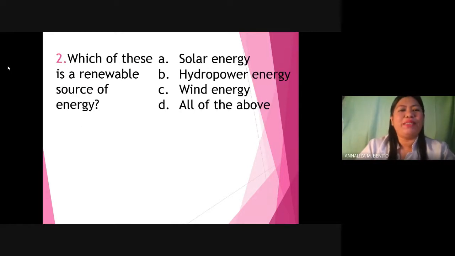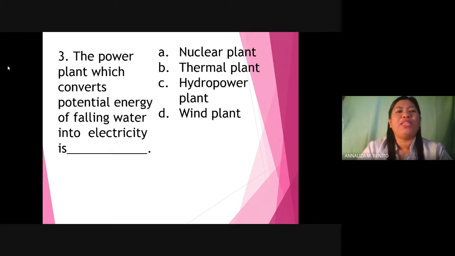Number 2 question. Which of these is a renewable source of energy? A. Solar energy. B. Hydropower energy. C. Wind energy. And D. All of the above. Okay, next question. The power plant which converts potential energy of falling water into electricity is what we call blank. A. Nuclear plant. B. Thermal plant. C. Hydropower plant. D. Wind plant.